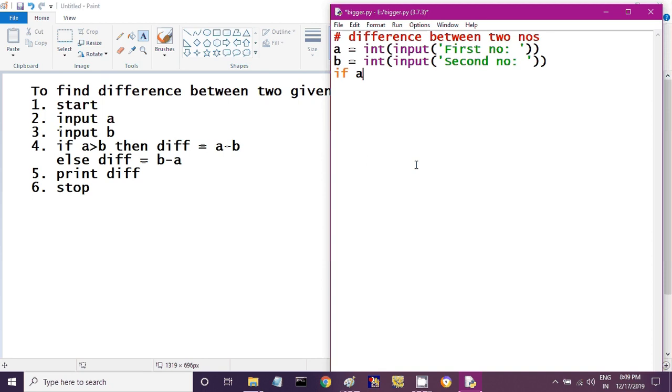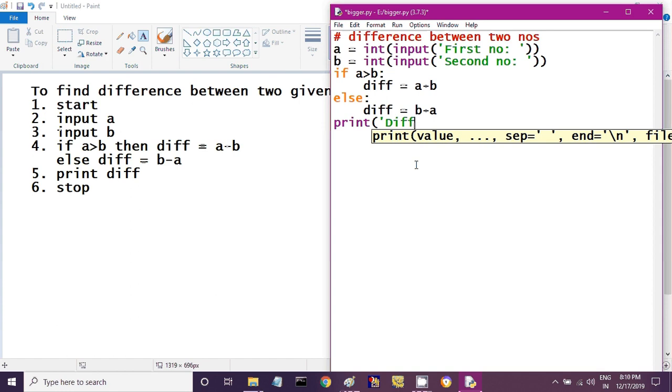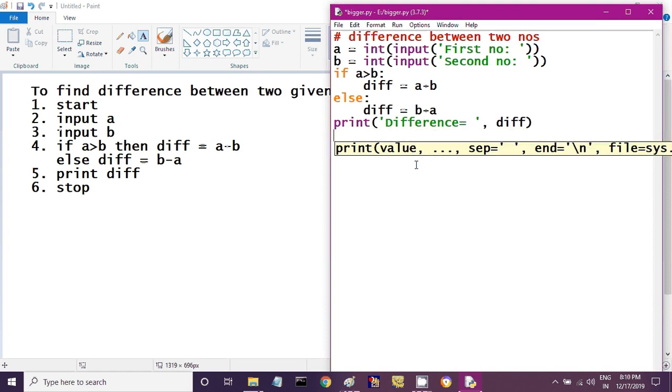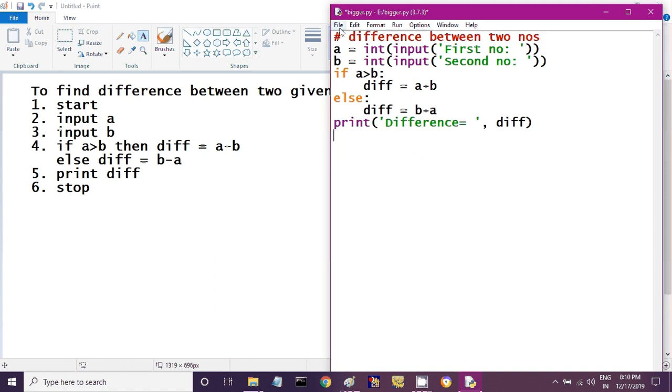Now you can write if A greater than B, then difference is equal to A minus B, else difference is equal to B minus A. Now the next step is print the difference between these two numbers. So print difference is equal to, comma, diff value you are displaying. So this is our program.